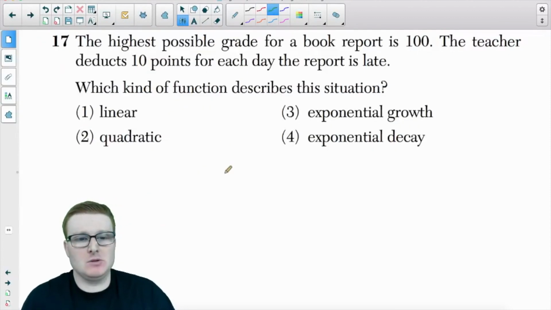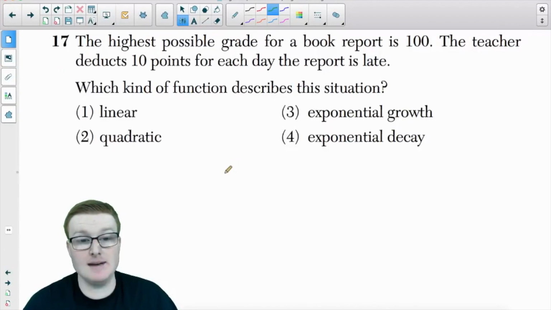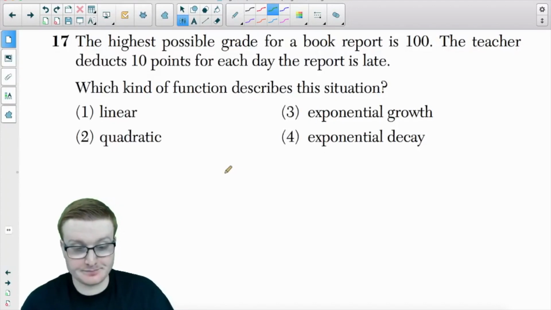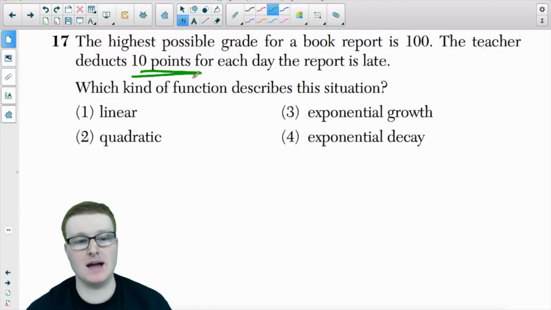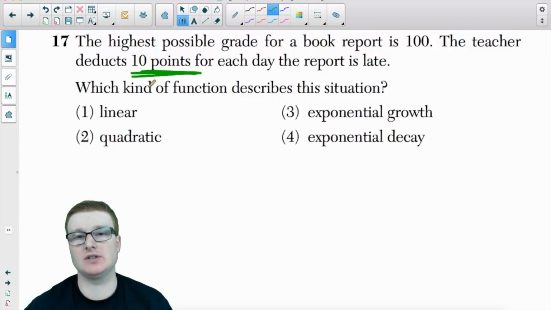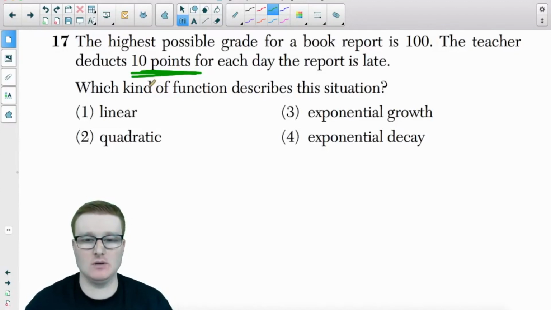17. The highest possible grade for a book report is 100. The teacher deducts 10 points for each day the report is late. Which kind of function describes the situation? Well, if you have a book report due, and it's out of 100 points, on the first day it's due you could get 100 points. But then all of a sudden it decreases by 10. It keeps on going down by 10 points per day. So the first day of lateness it's minus 10. The second day of lateness it's an additional 10. The third day of lateness it's an additional 10, and it keeps going down. So really this is a linear function.